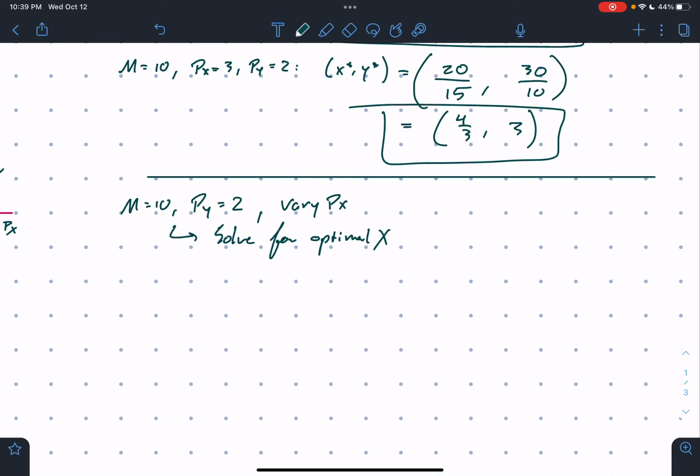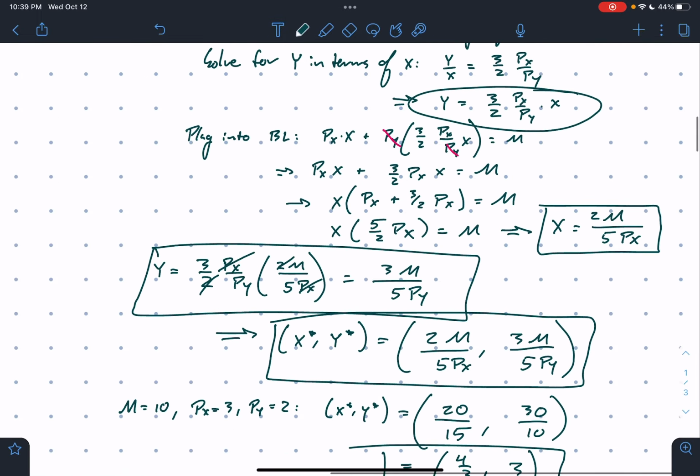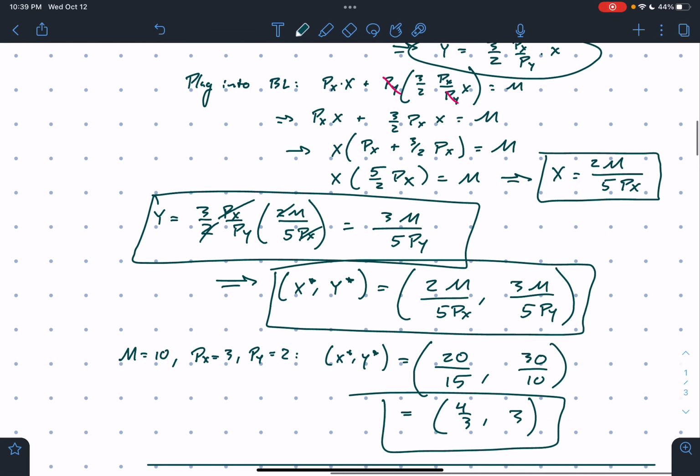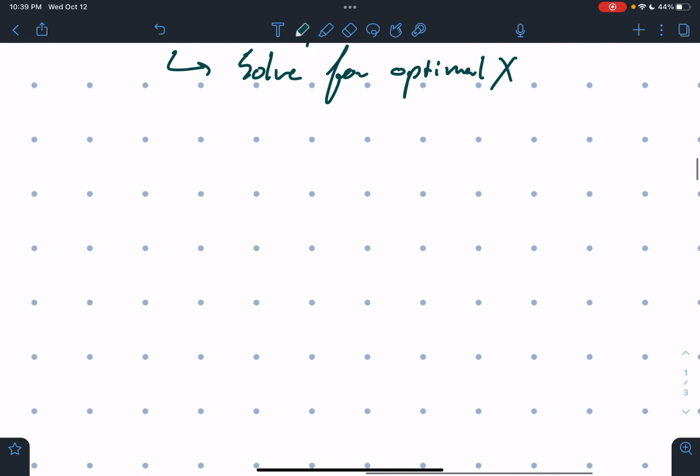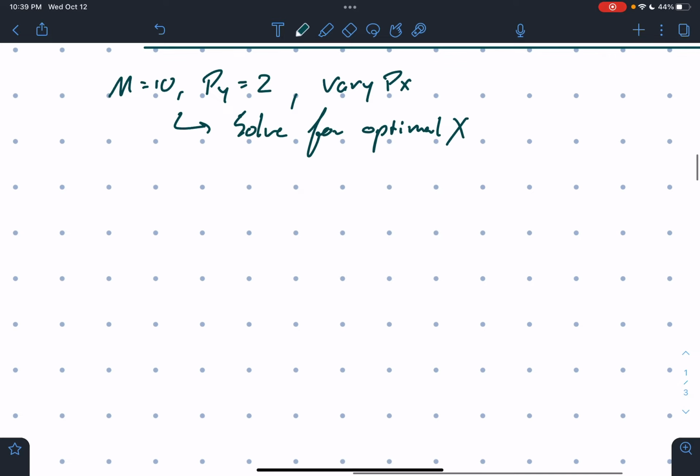Now the good thing, the reason why we did it with PX's and PY's up here, was so that we already have this. We don't need to solve it again. We just solve it once and then we keep using it throughout the problem. So above, we solved for X as a function of M and PX, so this is pretty easy in the sense that we already did it in the previous problem.